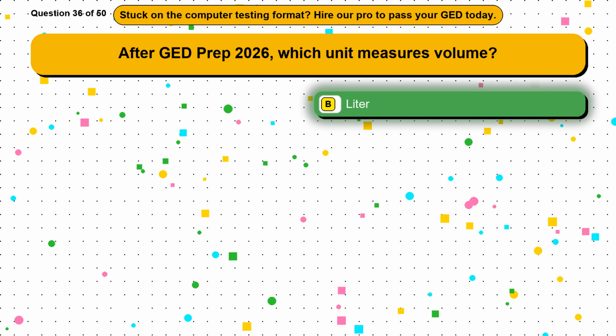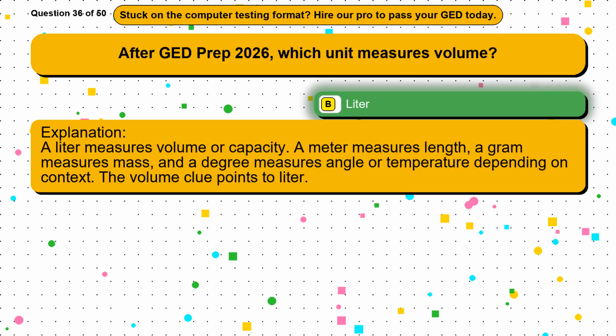The correct answer is option B. Liter. A liter measures volume or capacity. A meter measures length, a gram measures mass, and a degree measures angle or temperature depending on context. The volume clue points to liter.